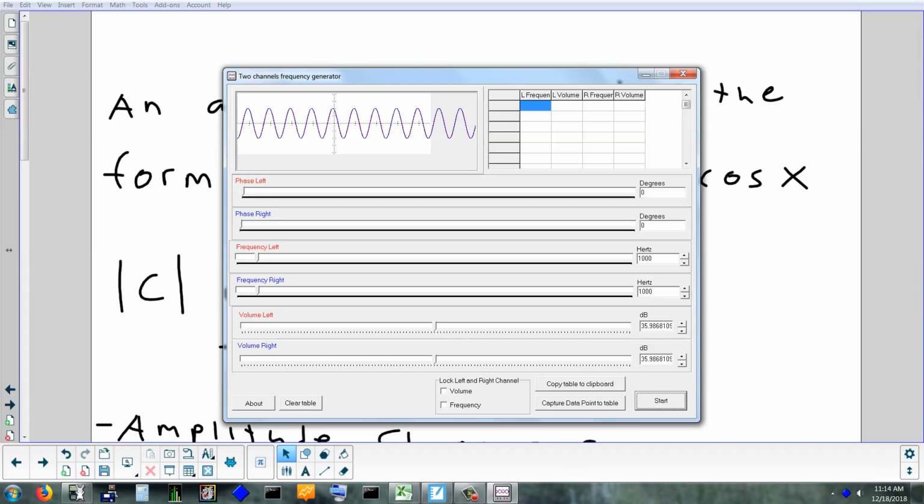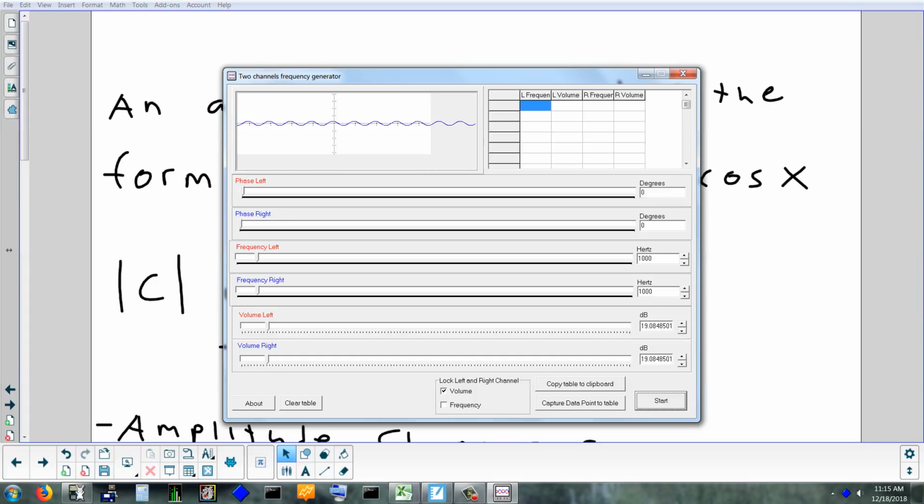So let me change the amplitude, and you can see what happens. There's a sound that's 1,000 hertz, and I'm going to make the wave taller. So what happened when it got taller? Louder. It got louder. If I drag it back to the left, it starts to get quieter.